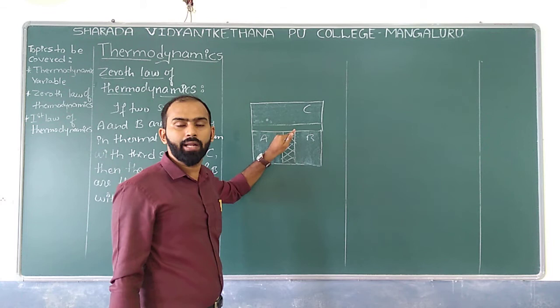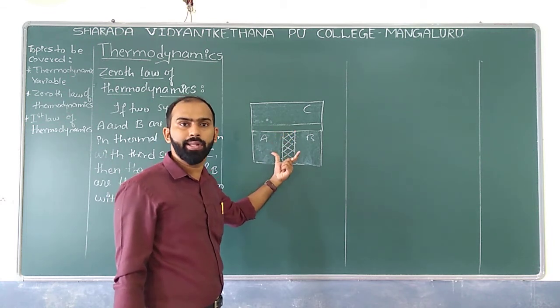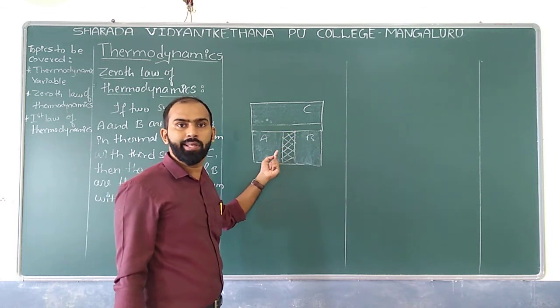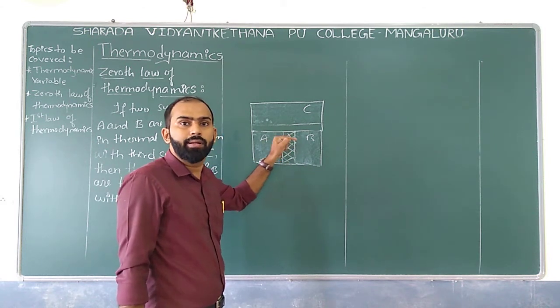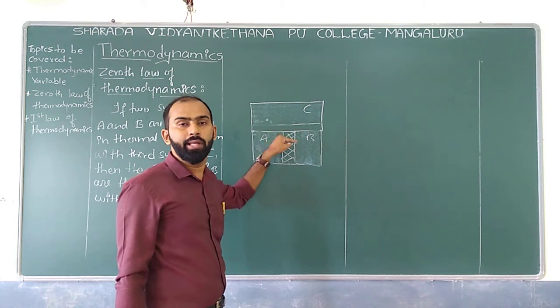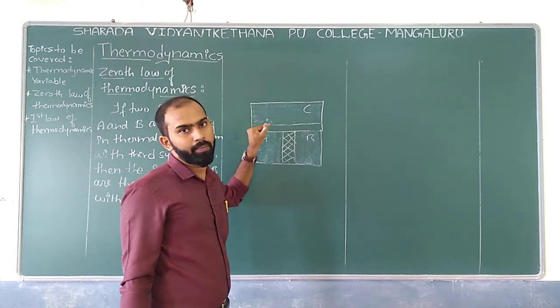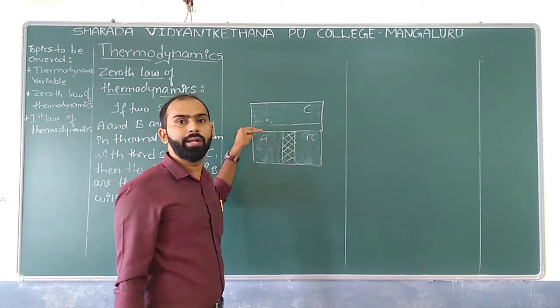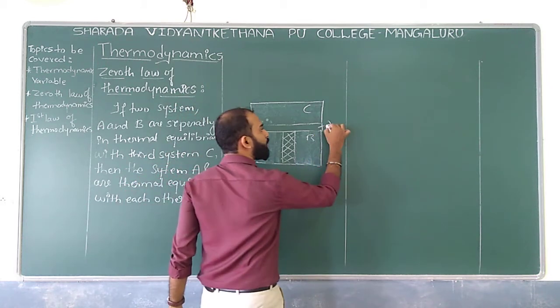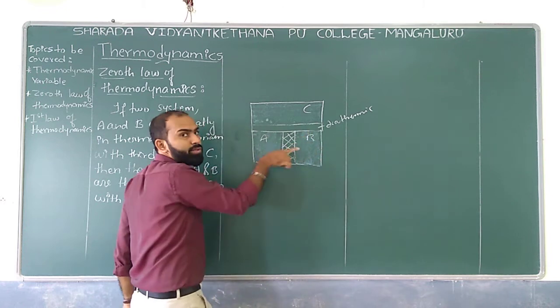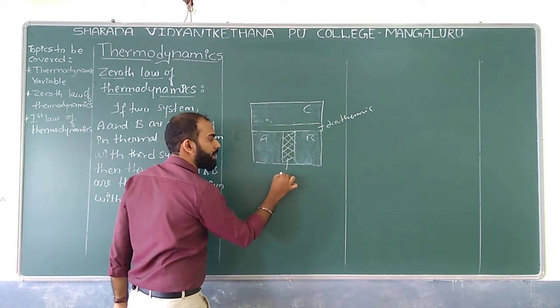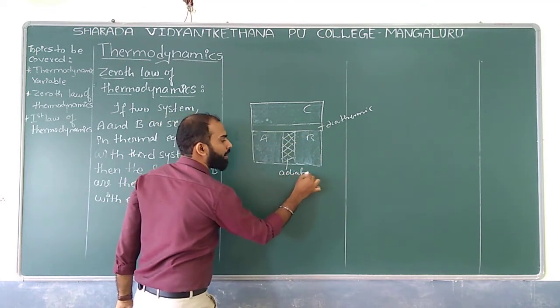A and B are interconnected with respect to an adiabatic wall. So direct heat cannot flow from A to B, but there is a way that heat can flow from A to B through C over here. Why? Because we have maintained a diathermic wall between these two systems with respect to C. What is this system? Adiabatic wall.